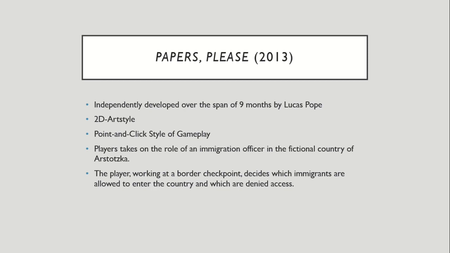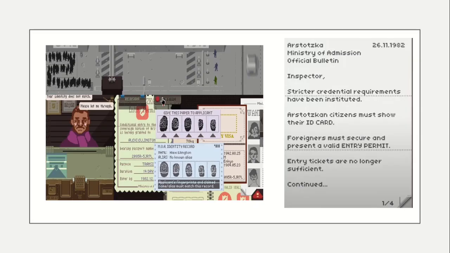The player takes on the role of an immigration officer in the fictional country of Artotska. The player, working at a border checkpoint, decides which immigrants are allowed to enter the country and which are denied access. So in this game, we play as a gatekeeper. And we can go over to this next slide. We can see an image here.